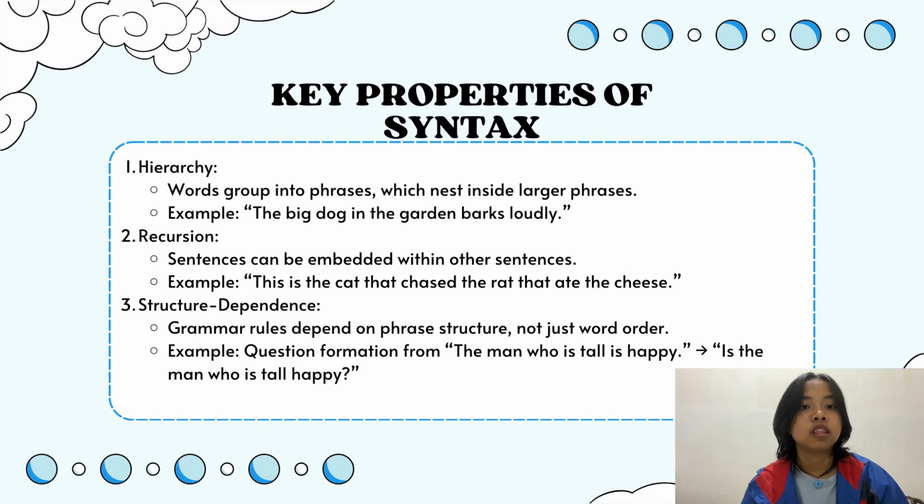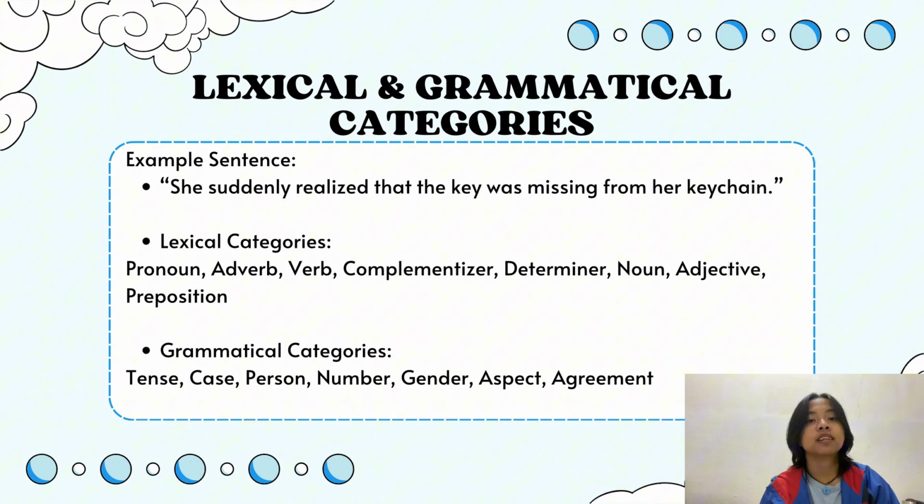This is wrong. It sounds bad. The correct question is "is the man who is tall happy?" We move the second "is" because it belongs to the main group of words. The man who is tall is happy. The rule for questions looks at the structure of the sentence, not just the order of the words. This is structure dependence.